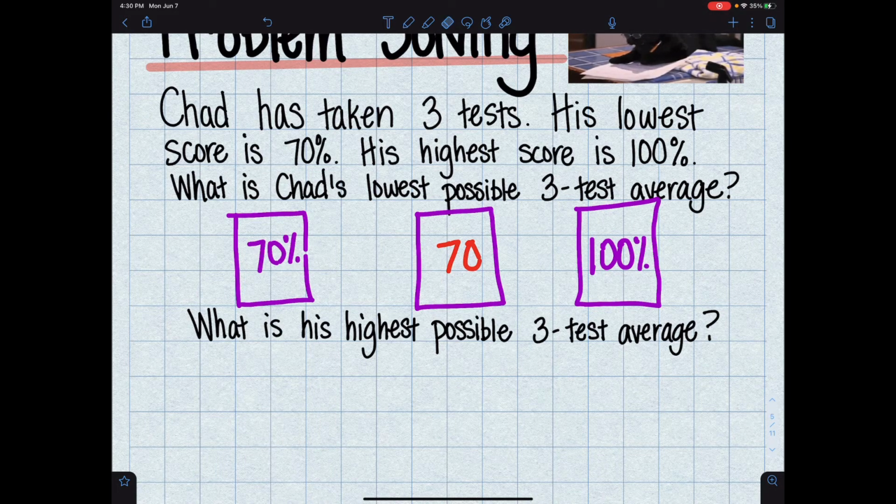Okay? And then what's the highest this middle test can be? Well, you can't get more than 100%. So maybe he did that.